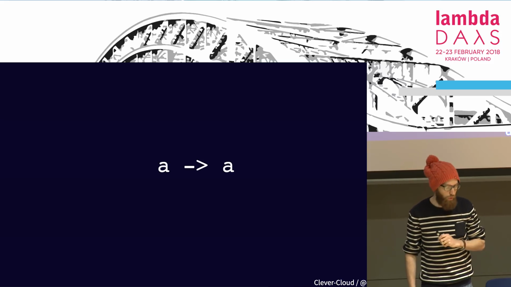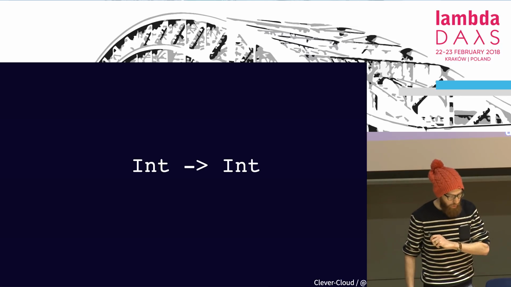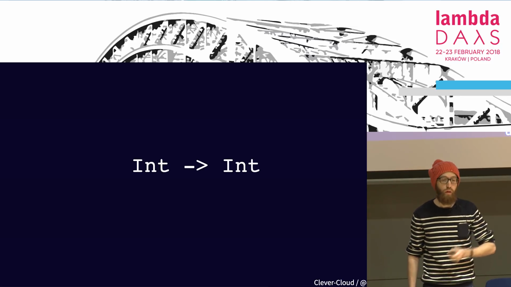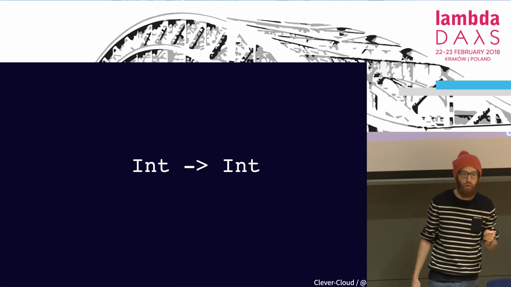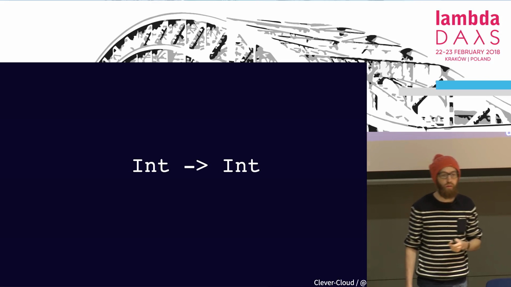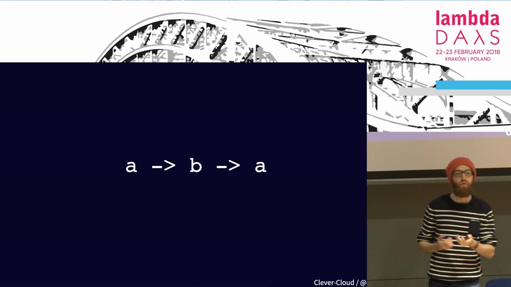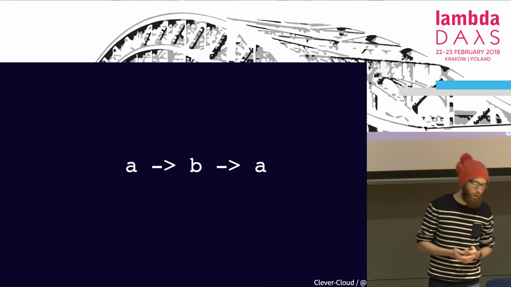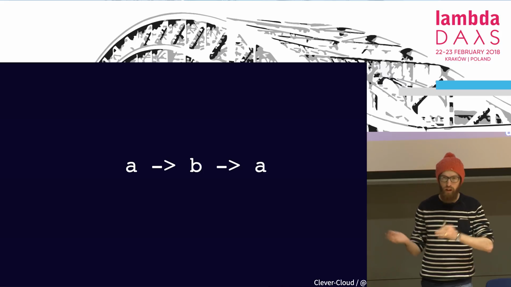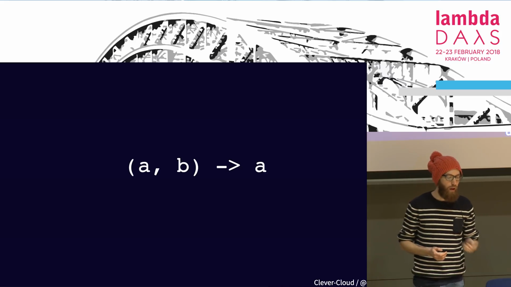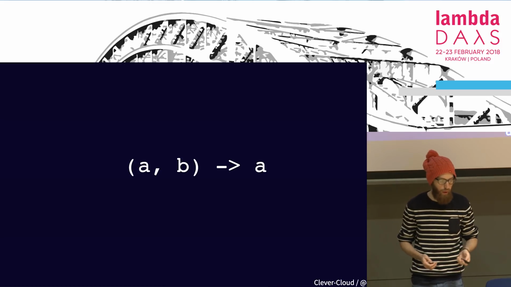So this is a function from A to A for all types A. This is a function from int to int. If the type starts with a lowercase letter, it's a type parameter. If it's with an uppercase letter, it's a concrete type. In Haskell, we don't have functions of multiple arguments. We have something called curried functions, so you will see that everywhere. You can think of it as a function taking an A and a B, returning a value of type A.